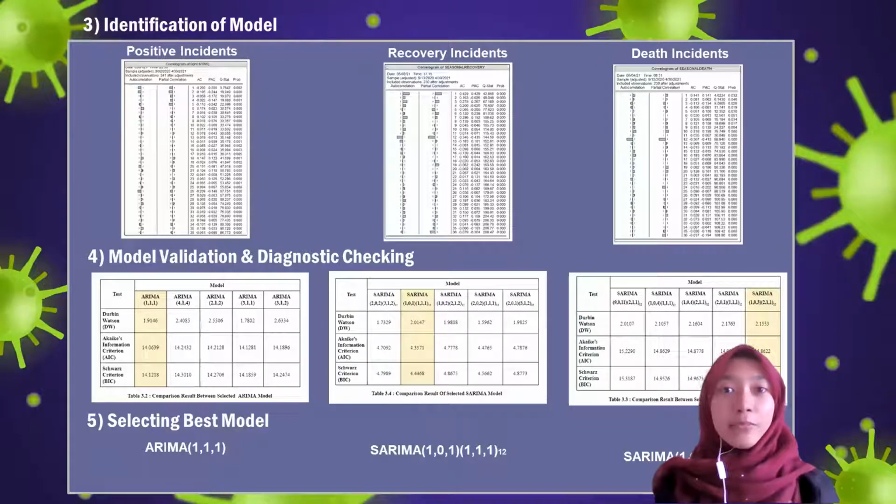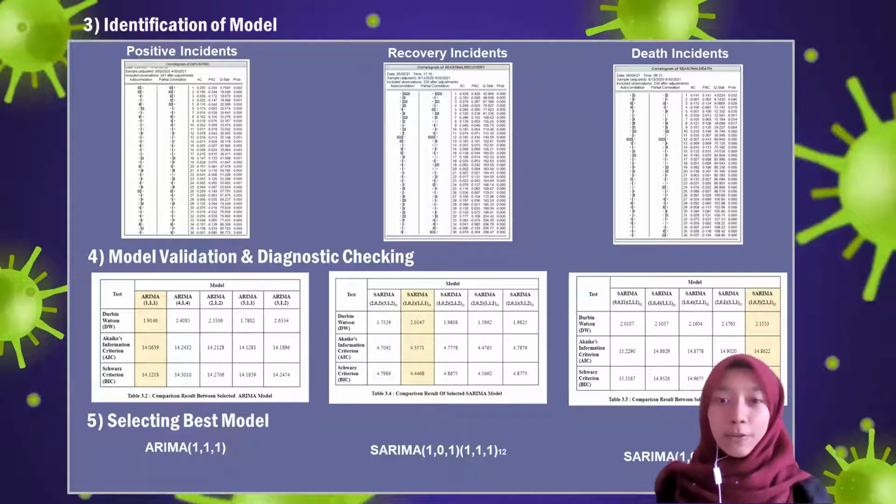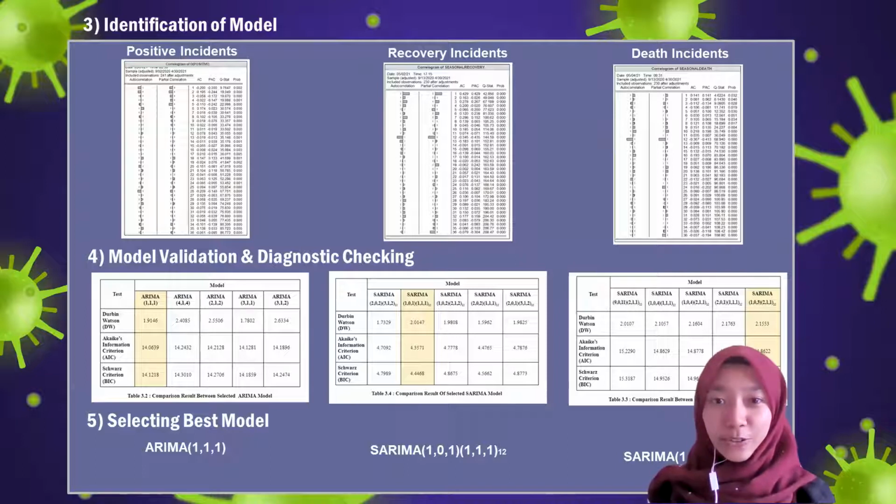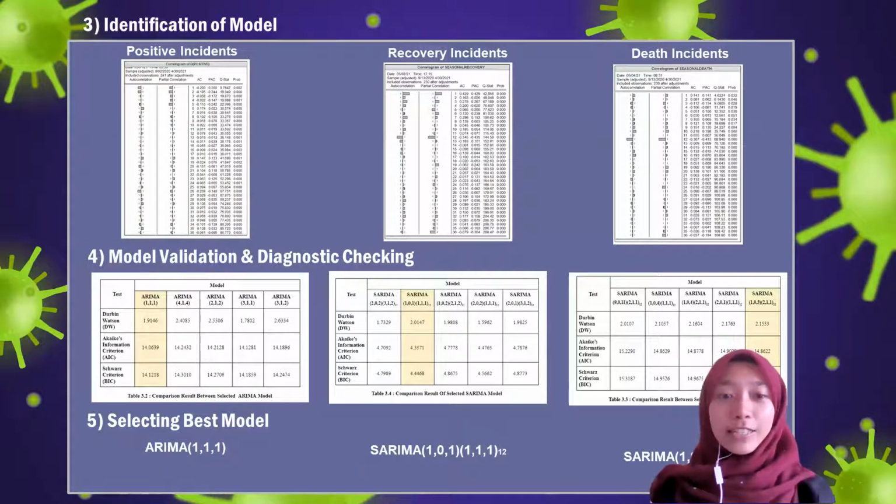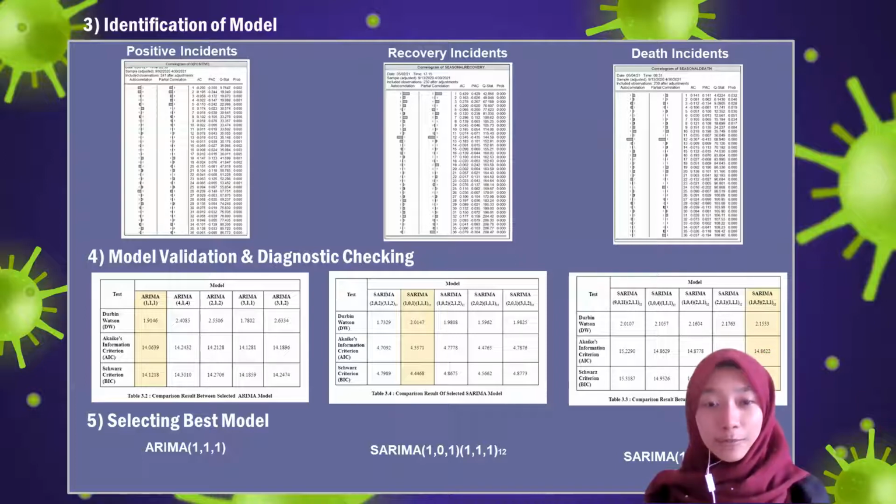In this step, the models will be compared in terms of DW, Durbin-Watson, AIC, and BIC results. The best model is the one that has the lowest value of AIC, BIC, and non-serial correlation in DW. The last step is selecting the best fitted model among the ARIMA and SARIMA models above.